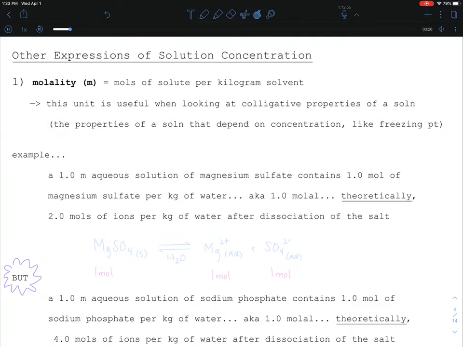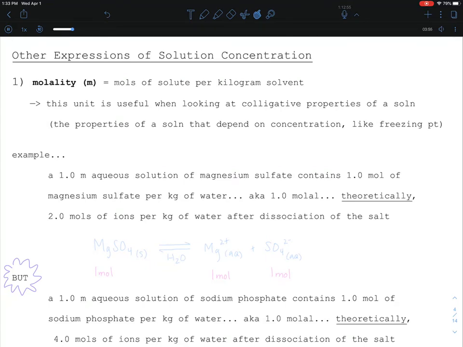1 molal. In theory, though, theoretically anyways, according to the balanced chemical equation, when you dissolve magnesium sulfate in water, or when you allow the magnesium sulfate salt to dissociate, those ions to dissociate in water, you end up with 2 moles of ions per kilogram of water. So in that mass, you would end up with 2 moles of ions.